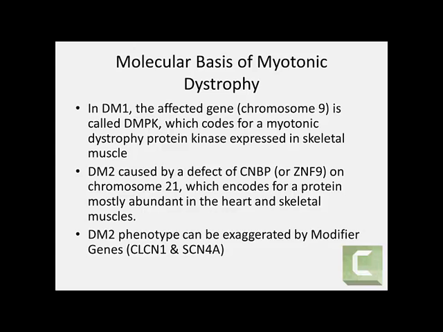A gene defect in the DMPK or CNBP gene leads to the formation of myotonic dystrophy type 1 or type 2. The defect disrupts the formation of a functional mRNA which codes for the DMPK gene. Modified genes can exaggerate the effects of myotonic dystrophy type 2 and thus can be responsible for the large variability of DM2.